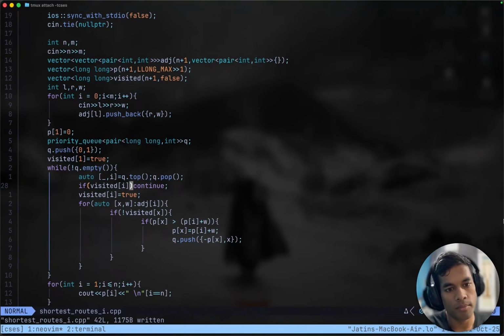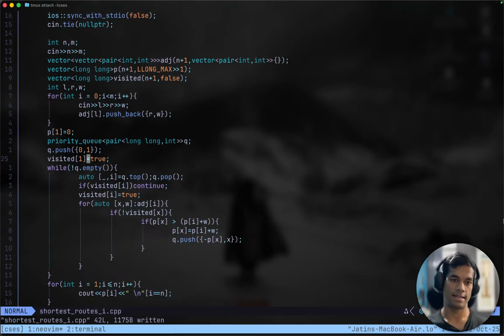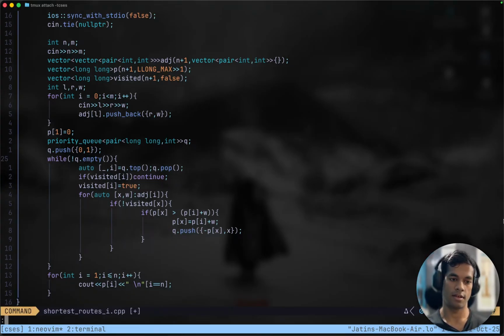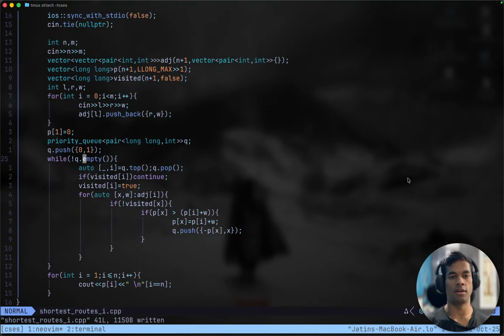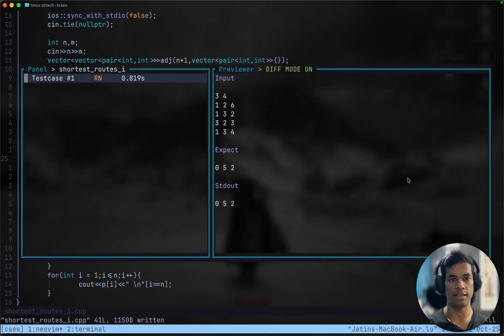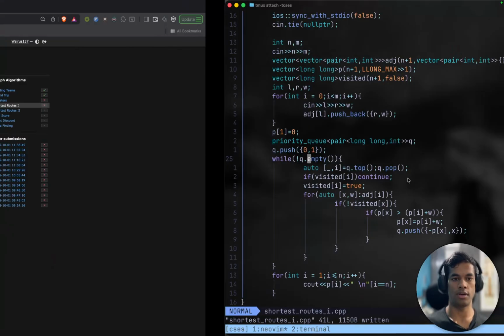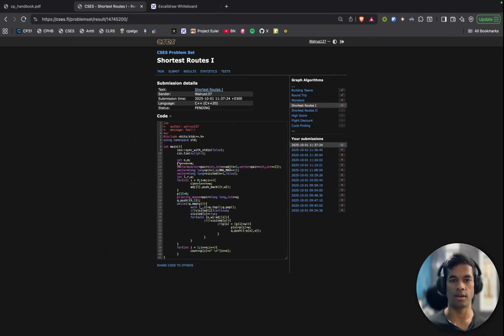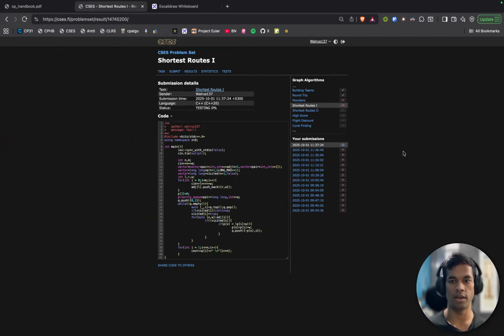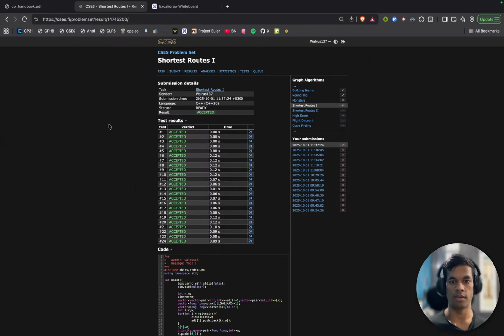Okay. Yes. Now, at least on this normal test case, it does work. And yes, this is bad. I should not be submitting again and again.